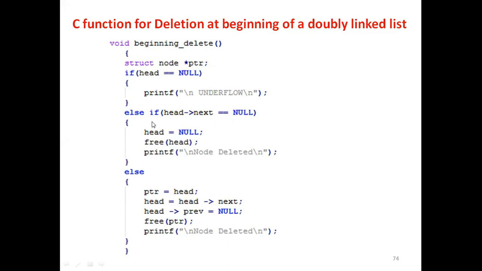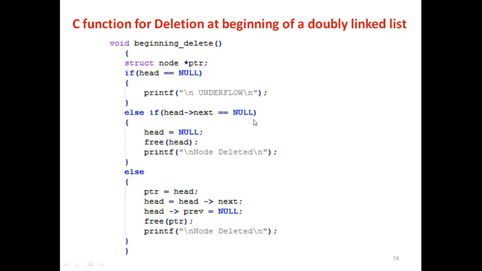Sorry, this is the case where there is only one node. If you delete that single node, then the list will become an empty list, right? The first case, head equals null, means a null list. The second one is where there is only one node. If you delete that one node, then the list will become empty. So that is checked here. Else if head next equals to null means there is only one node.